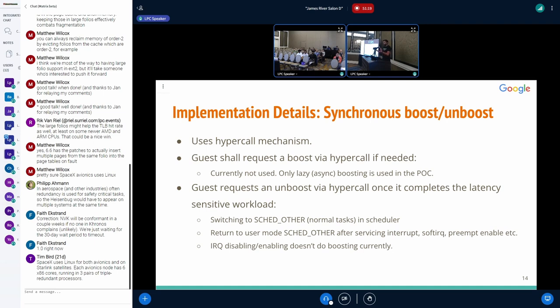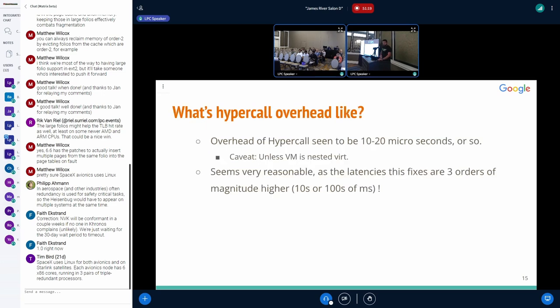If we are exiting into a context where there are no software queues pending, and the interrupt happened in a preempt-enabled section, and no RT tasks were interrupted, then we know that on the interrupt exit we're about to run unimportant stuff, normal tasks. So we request an unboost there as well. We don't do boosting and unboosting on local IRQ disable and enable. That's still TBD. We don't know if that's required or not, so we're still working on that part.